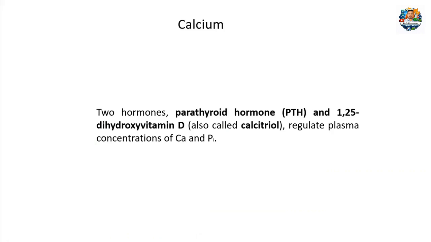Let's continue. Now, the two hormones I have mentioned, parathyroid hormone and vitamin D, which we call calcitriol also, or 1,25 dihydroxy vitamin D, regulate plasma concentration of calcium and inorganic phosphate. So the role of these hormones in bone metabolism comes from its role in maintaining the plasma concentration of calcium in particular. Let's see how they are interconnected.